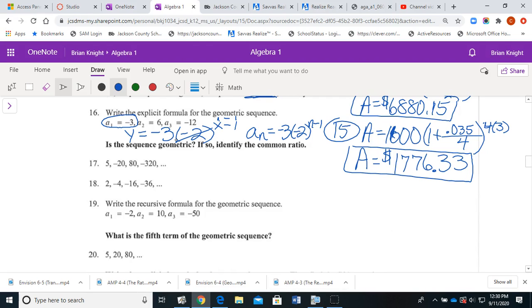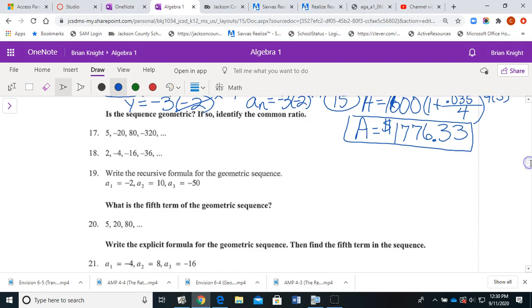17 and 18, you're just saying, is it geometric? And if so, identify the common ratio. So, is it geometric? And if it is, what are they multiplying by is basically what it's saying. So, what do you think? 17, yes or no? Yes. And your common ratio is -4. They're multiplying by -4 every time. All right? How about 18?